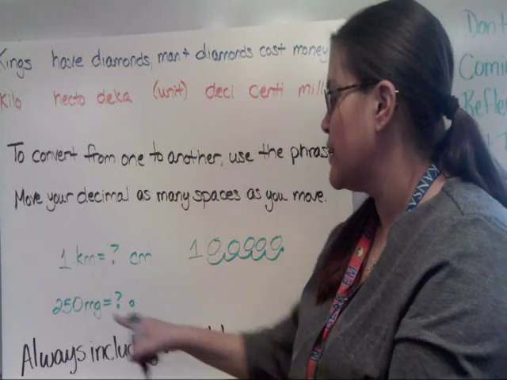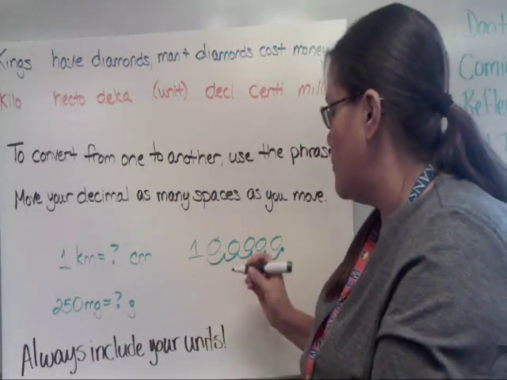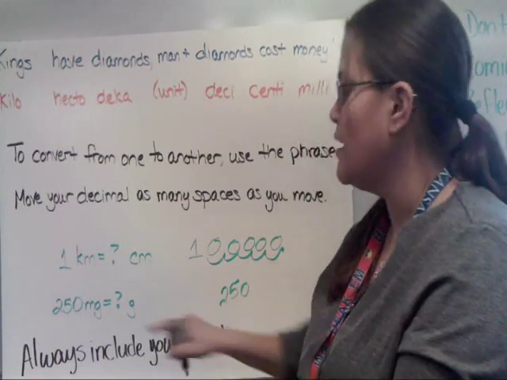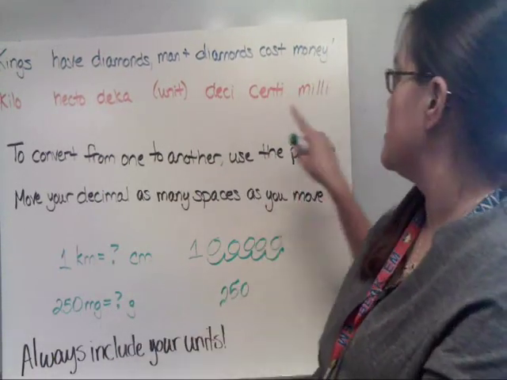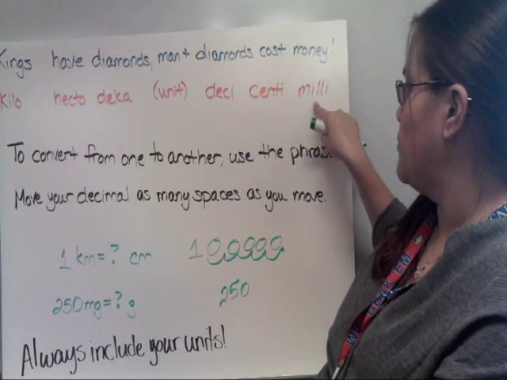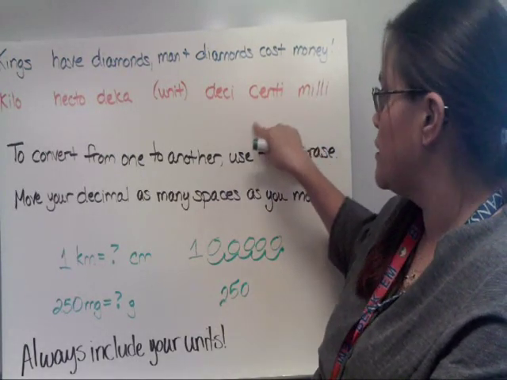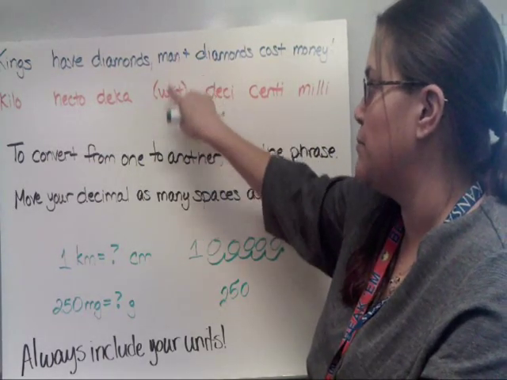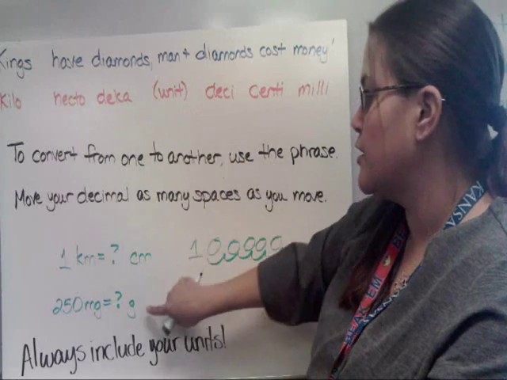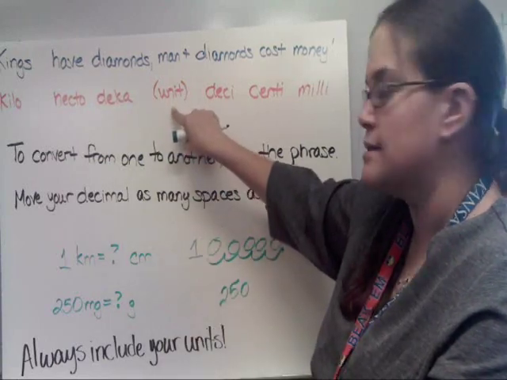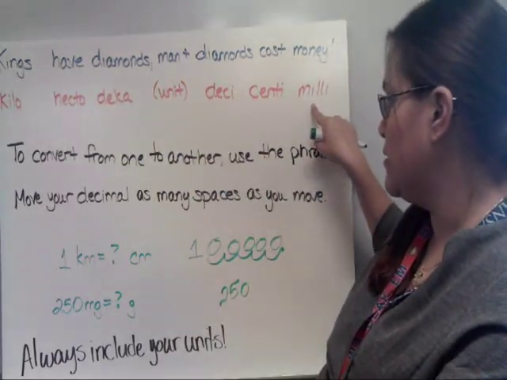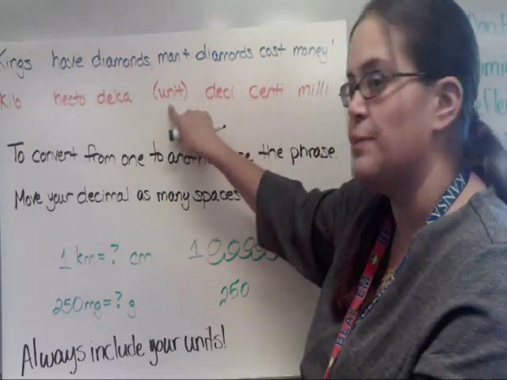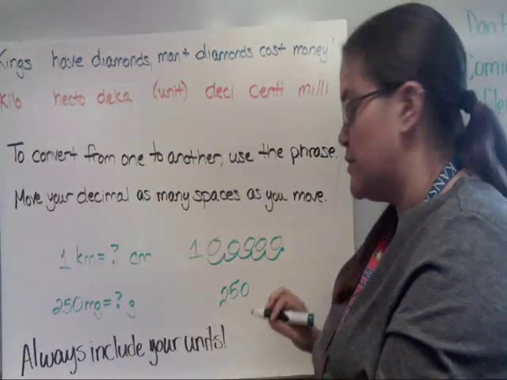Let's try this one. So 250 milligrams, I'm going to write our 250 here, equals how many grams? Milli is here, and we're going to move over 1, 2, 3. Remember that this word man stands for our base unit. Grams is the base unit for mass. So again, from milli to grams, we're moving 1, 2, 3 places to the left. So we want to do that as well.